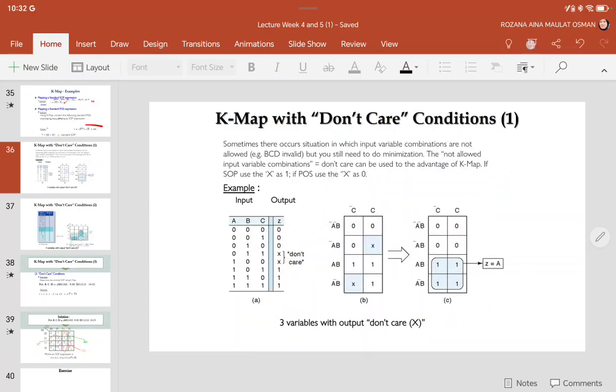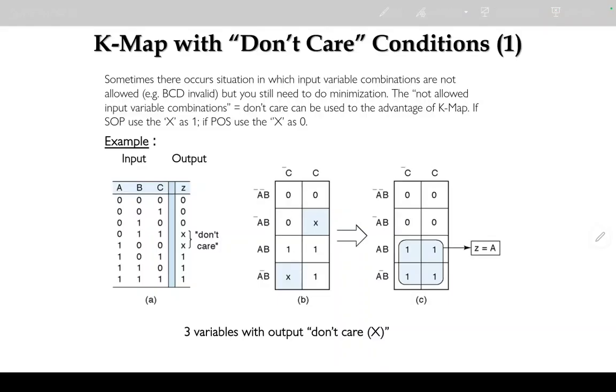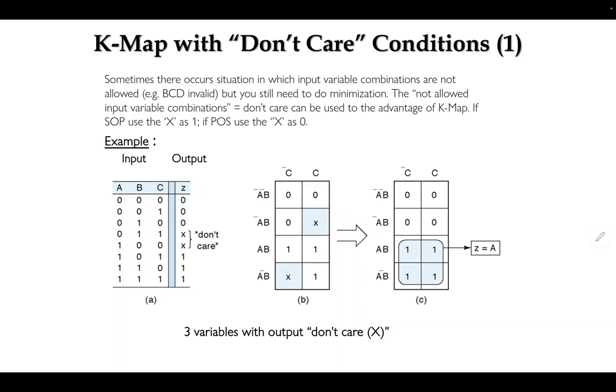Okay, now I would like to explain about K-map with don't care condition. So don't care usually represented by X. If you want to group, you don't have enough group, you can use don't care to make it in a group. But if it doesn't have a pair, so X for X, it doesn't matter. It's just like if you want to use me, you can use me. If you don't want to use me, I don't care.